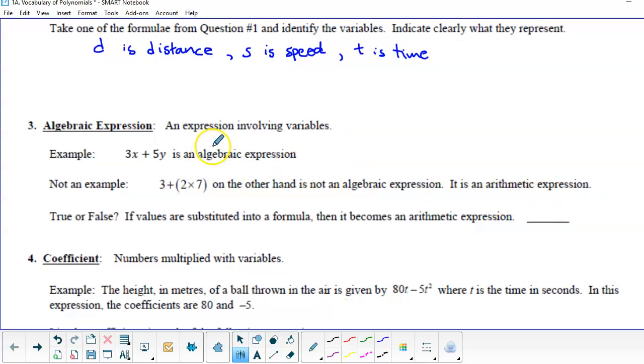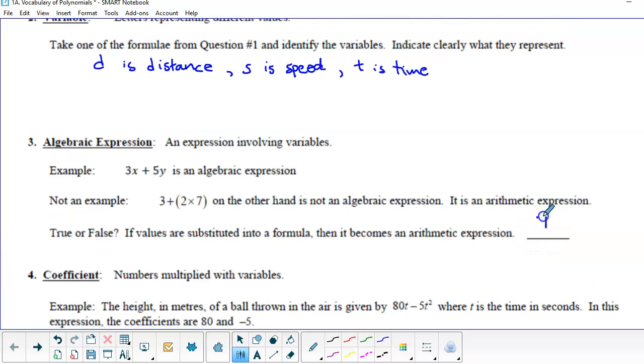Okay, an algebraic expression is an expression involving variables. So 3x plus 5y is an algebraic expression. This next one is not an algebraic expression. It's all numbers, right? So it's just an arithmetic expression. You'd follow the order of operations to simplify it. So true or false, if the values are substituted into a formula, then it becomes an arithmetic expression. That's true because all of the variables would be numbers. So then you would follow order of operations to evaluate it.